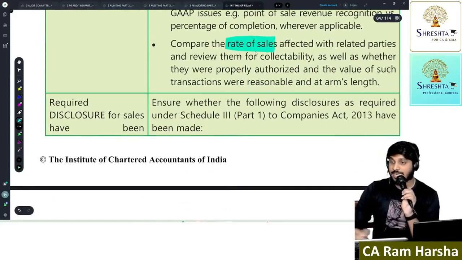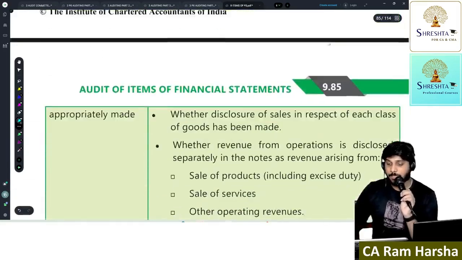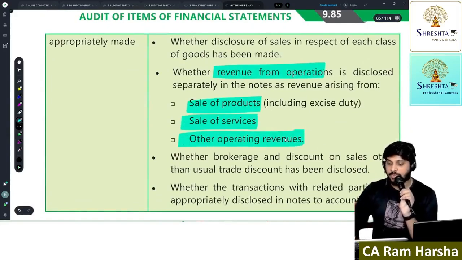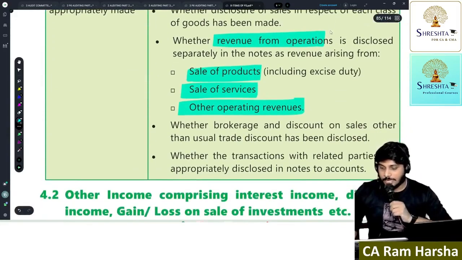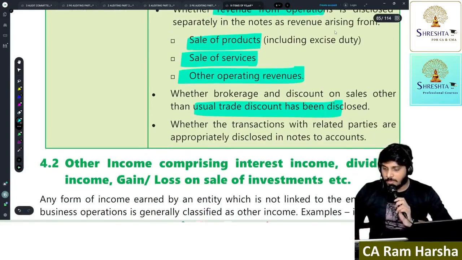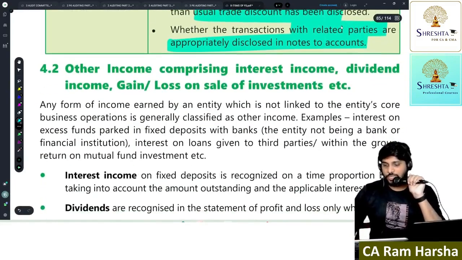Now, we need to check the rate at which the sale is effected. Is the rate authorized or not? Discounts also we should check. Now, what should be the disclosure? For revenue from operations, you should disclose sale of products how much, services how much, other operating revenue how much. Trade discounts and all have to be disclosed. Whether transactions with related parties are disclosed in the notes to accounts or not, you need to see.